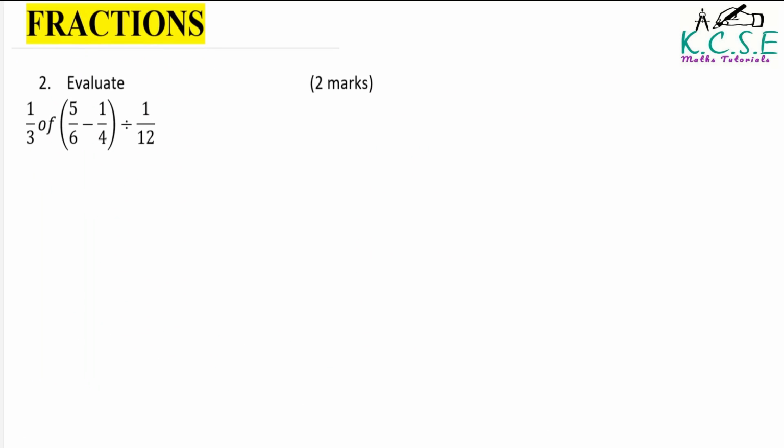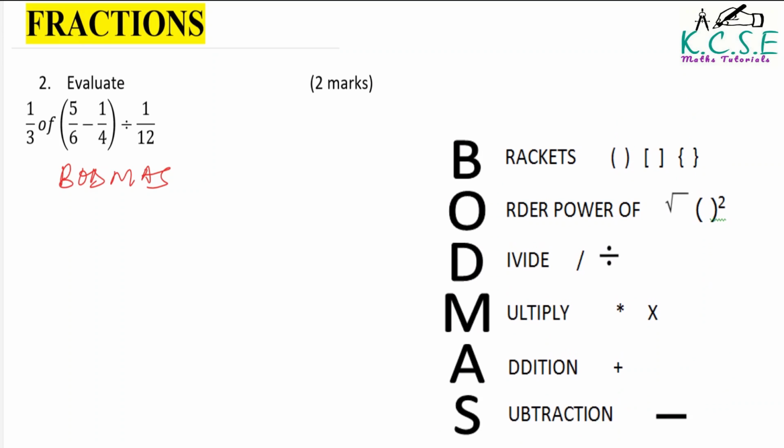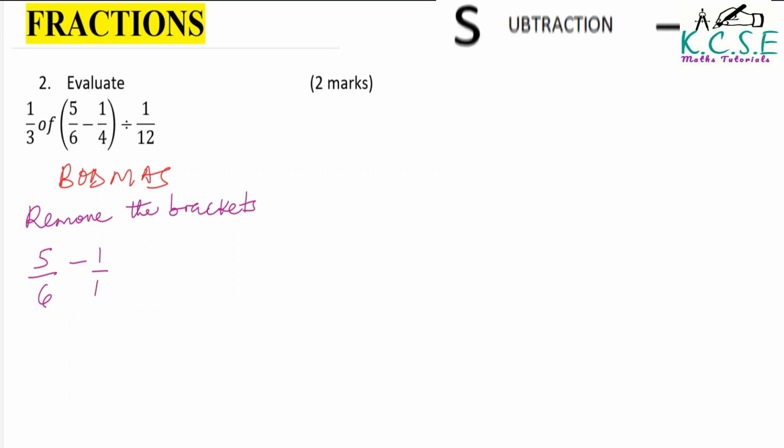Question number 2, evaluate. So when you look at this question, you realize there is a mixture of signs. So you can see we have various signs. So a very important thing to note is that this law of operation must be followed accordingly. According to this rule, brackets should be removed first. So remove the brackets, that is the first step, and whatever is in the bracket is 5 divided by 6 subtract 1 over 4.